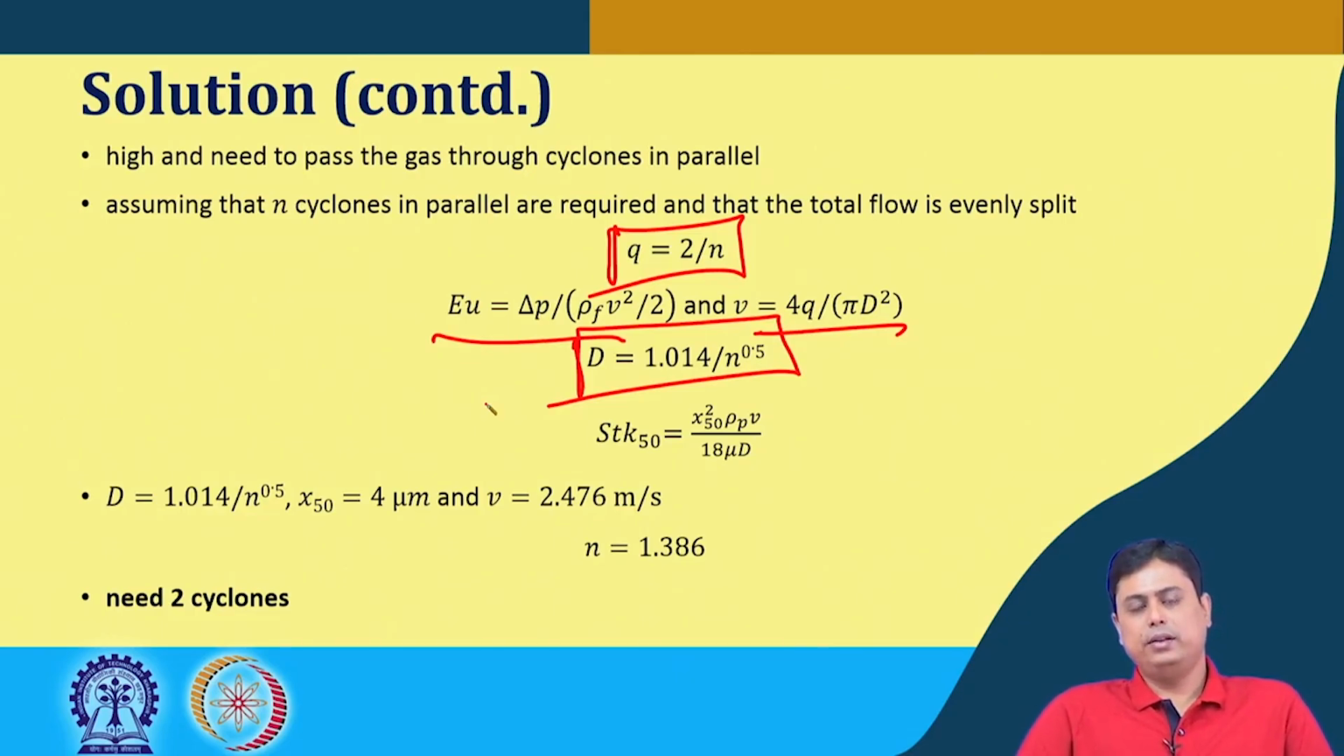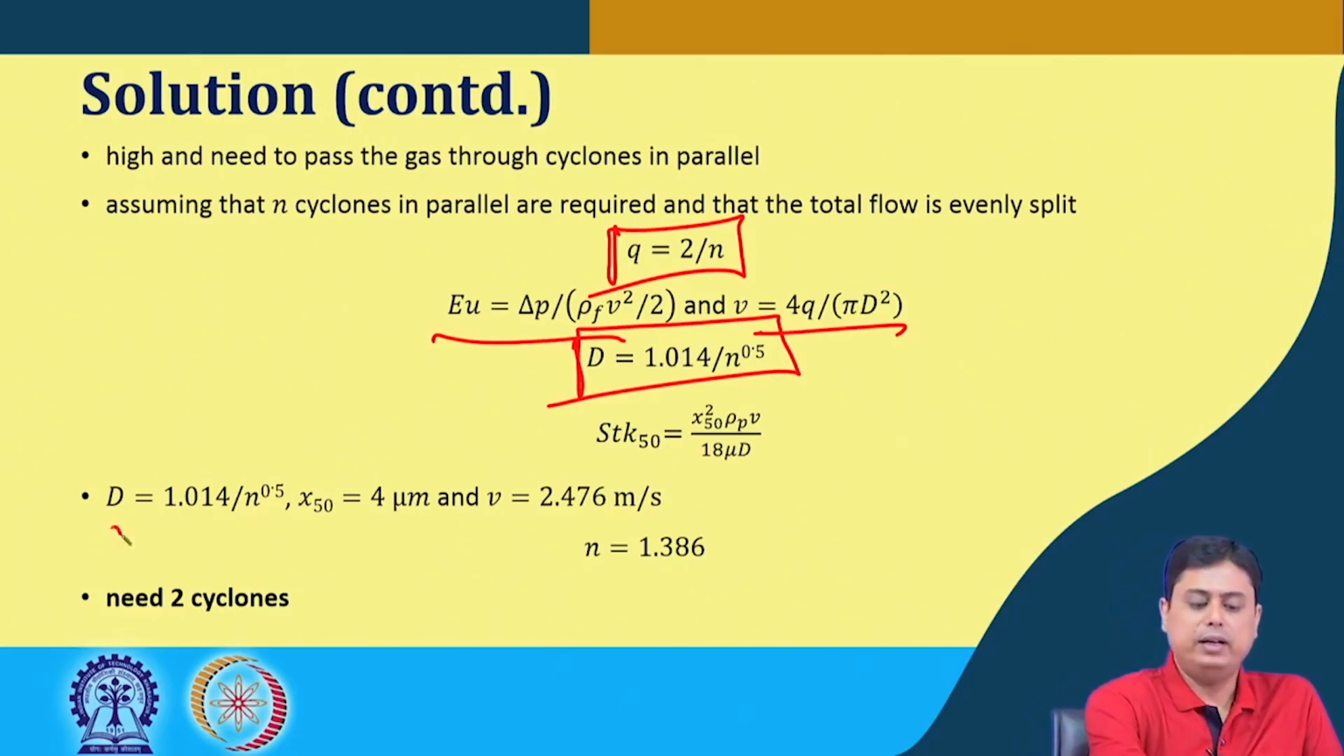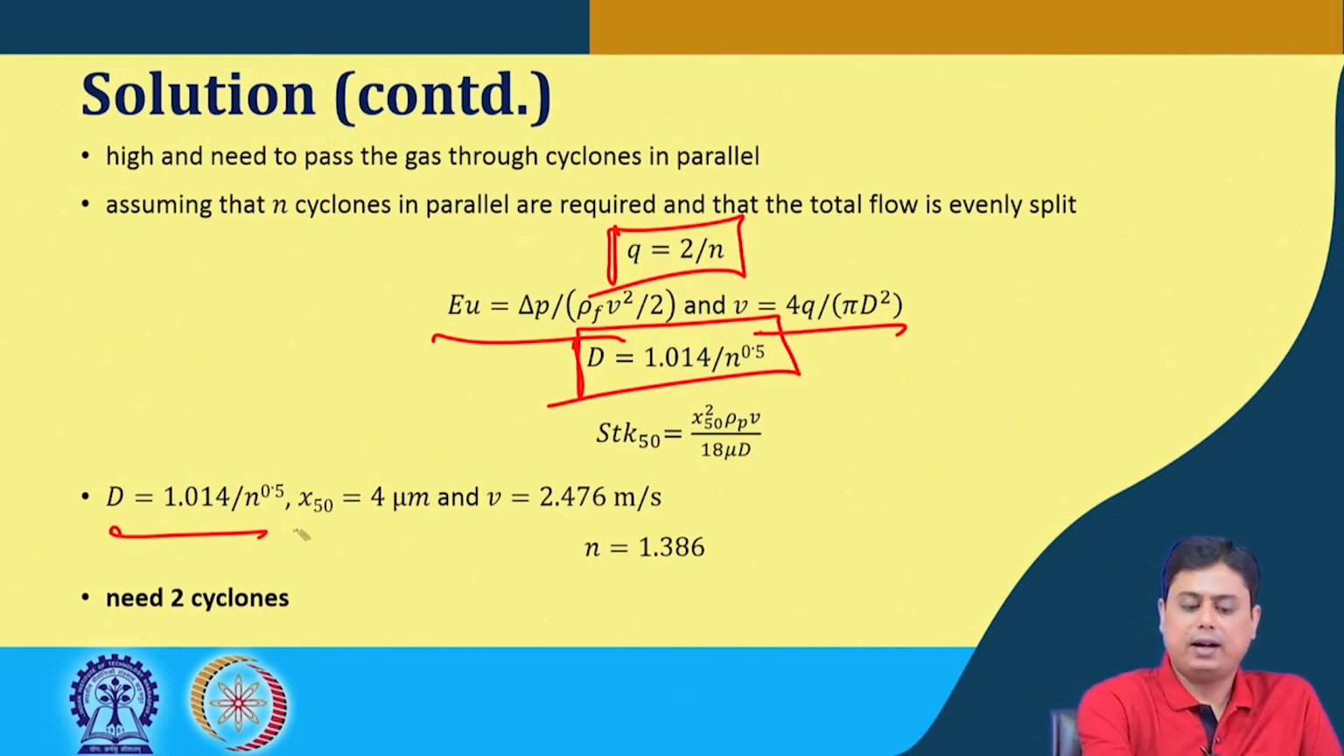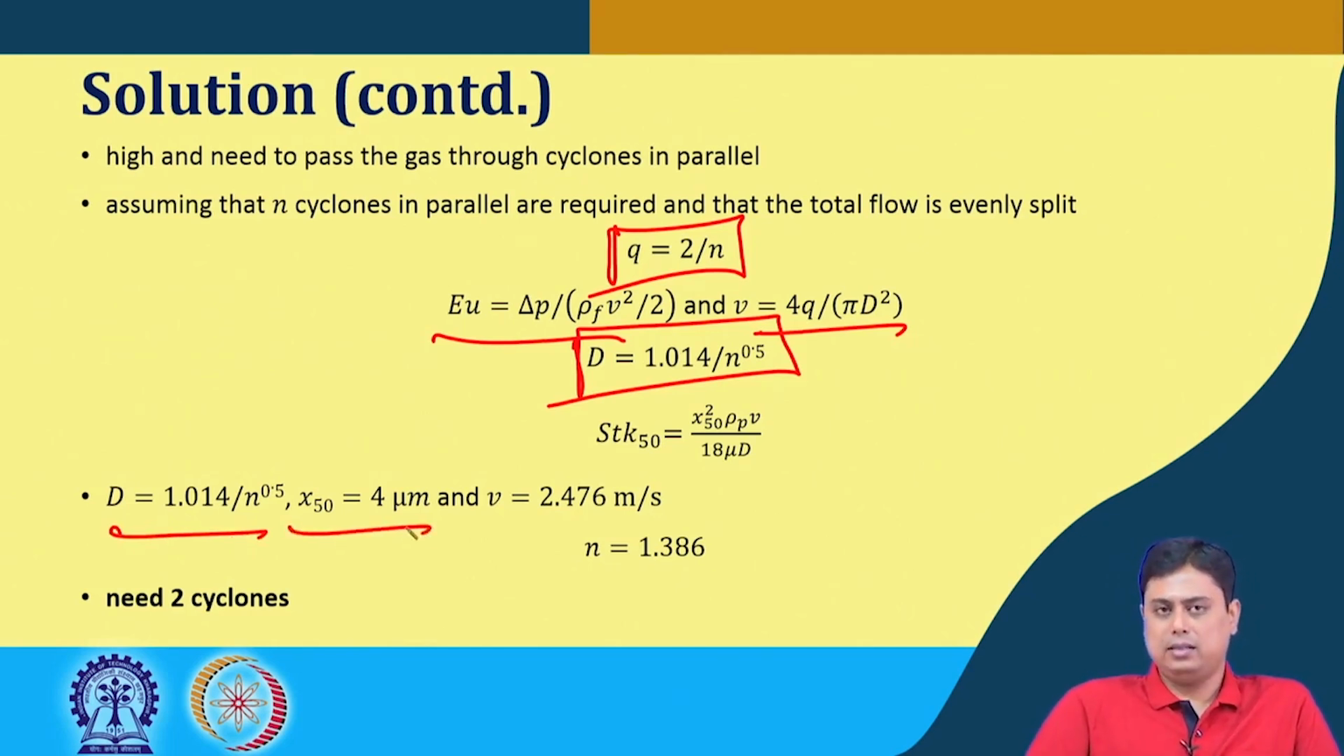Now, with this revised diameter, we again check that it matches the given Stokes number, because this is a fixed constant number. So, which means we have d as this value where n is unknown. We have the cut size of 4 micron that is desired, and this u that comes from the Euler number, which will not change since the Euler number is not changing. Accordingly, we adjust our diameter.